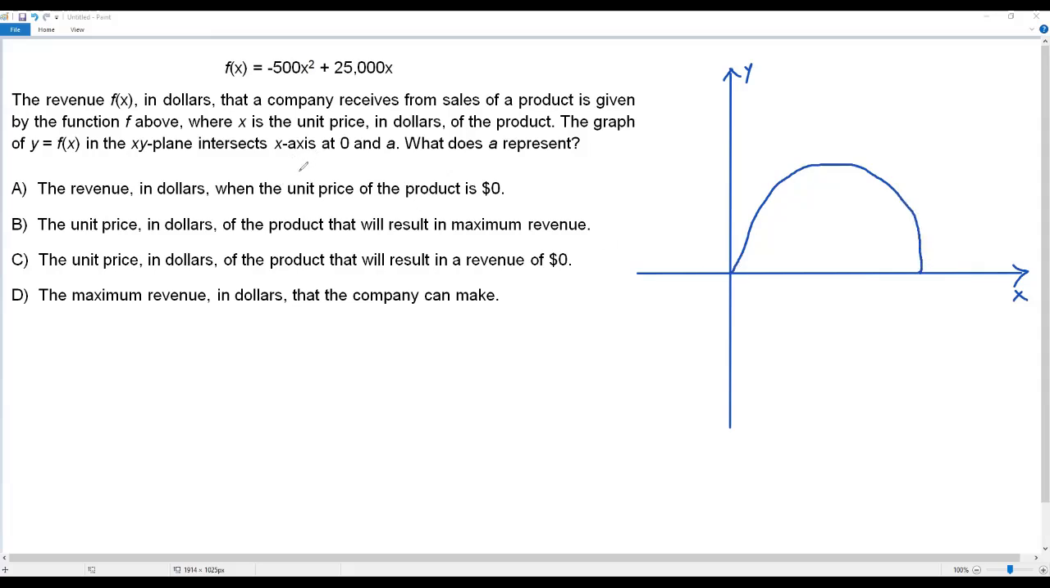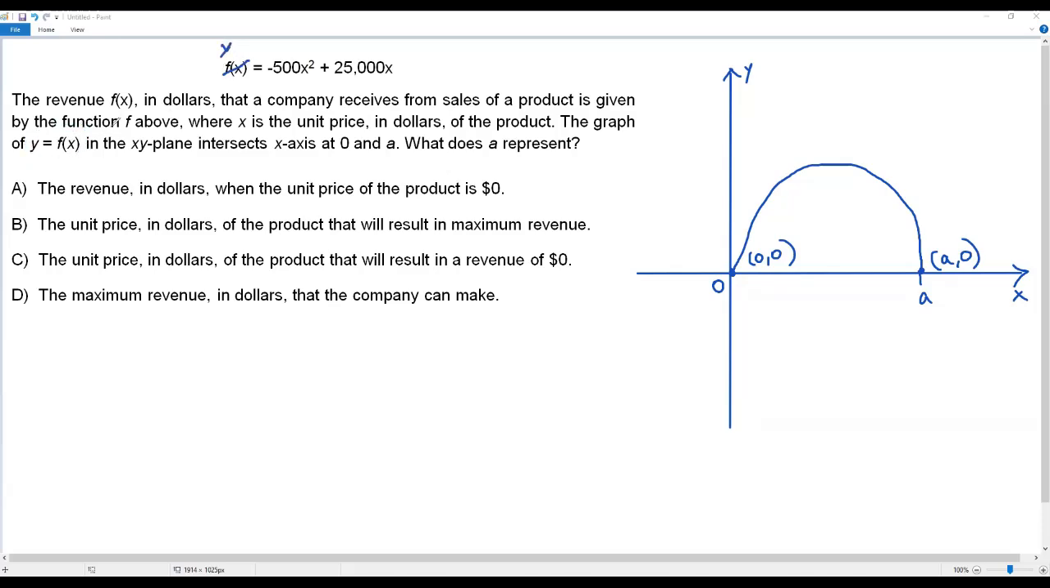The question says the graph of this quadratic function intersects the x-axis at x = 0 and x = a. So x = 0 is nothing but the origin, and here we have a. If I mark this one as a point, it will be (0, 0), and this one will be (a, 0). Also the question says y = f(x), so we can replace this f(x) by y.